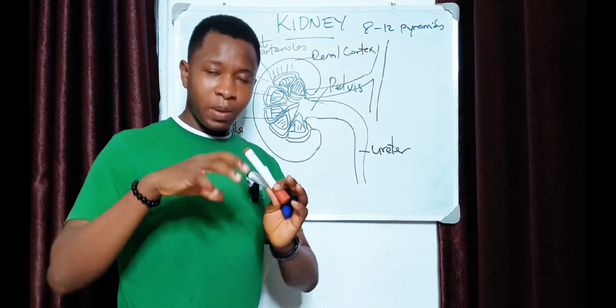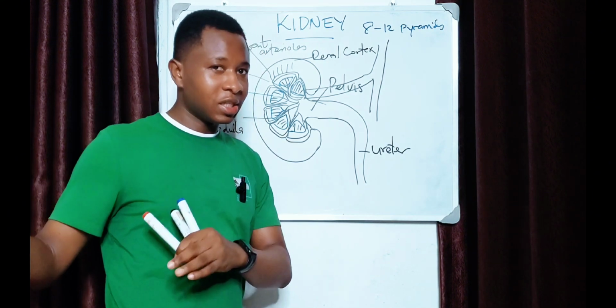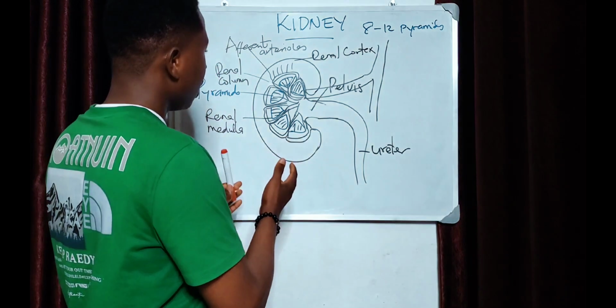The glomerulus, the Bowman's capsule, the Henle's loop, and the collecting ducts. Okay, so this is the anatomy of the kidney.